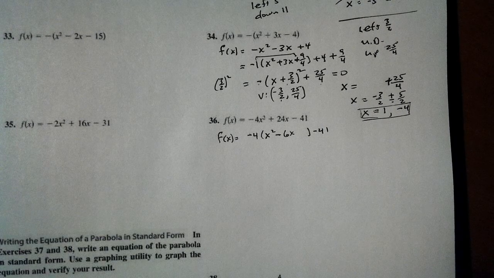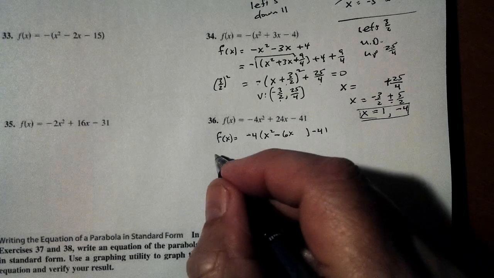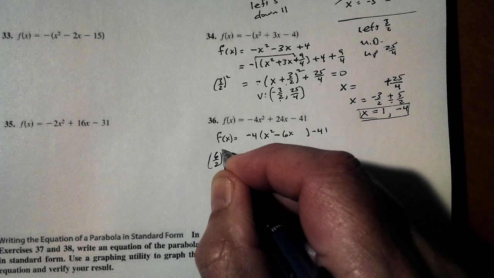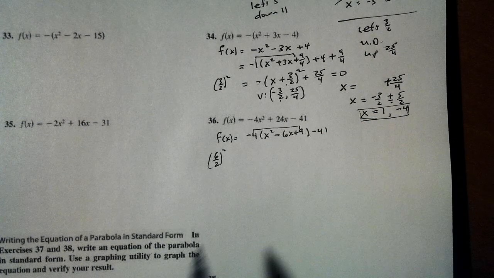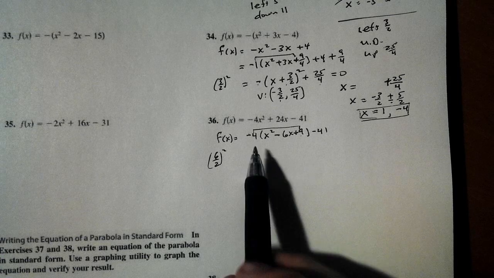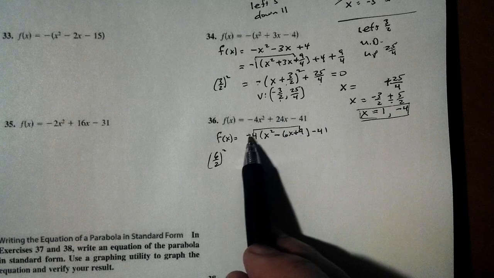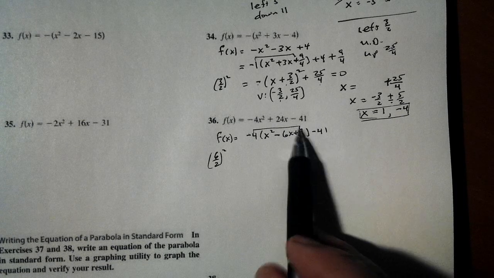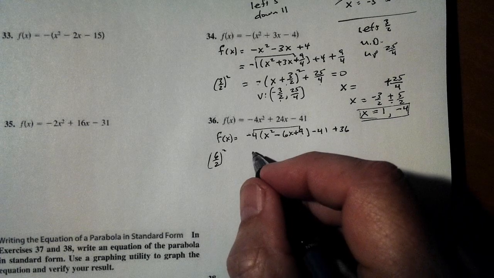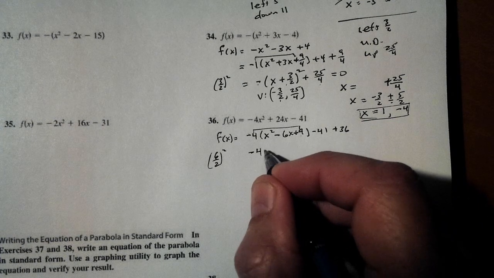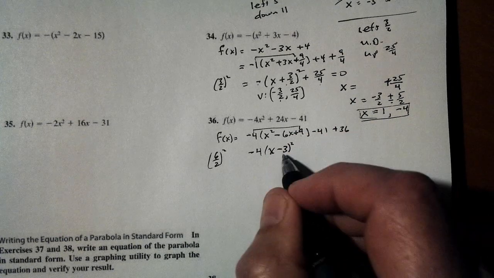Minus 41. Half of 6, 3, squared, plus 9. Careful, when I put the plus 9 in there, minus 4x squared, good, plus 24x, good, minus 41, good, but minus 36, bad. Balance it, plus 36. So we get negative 4 times x minus 3 squared, FOIL if you want to double check it, minus 5.